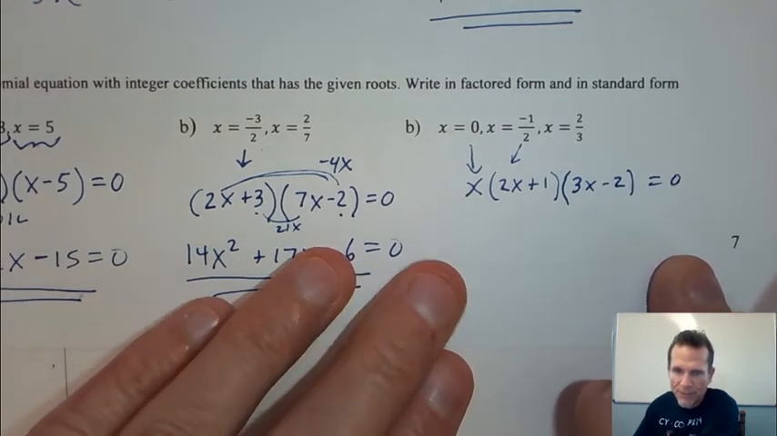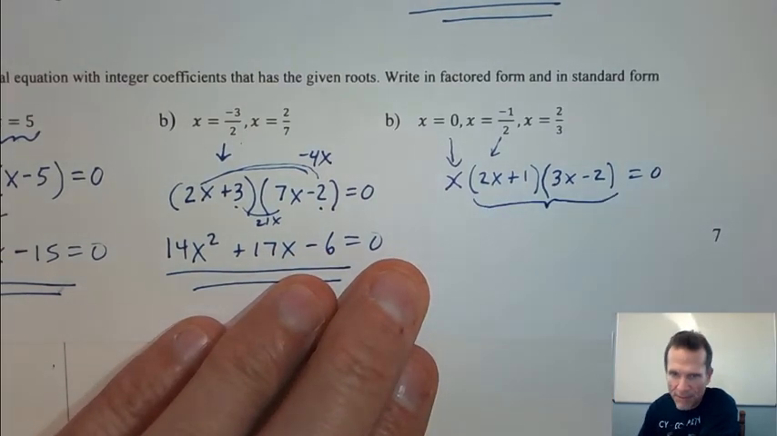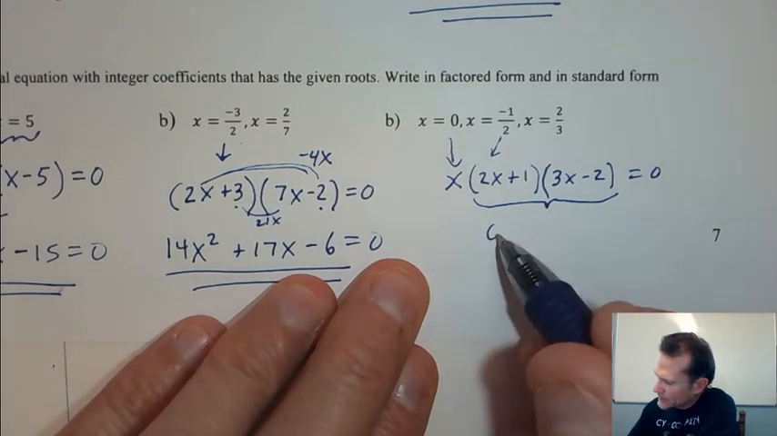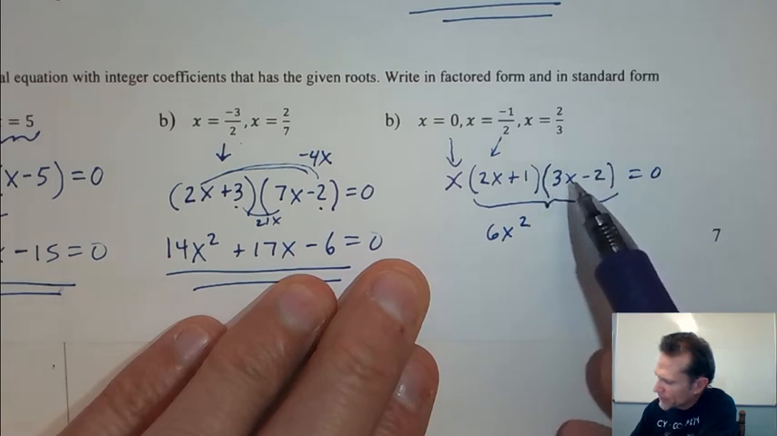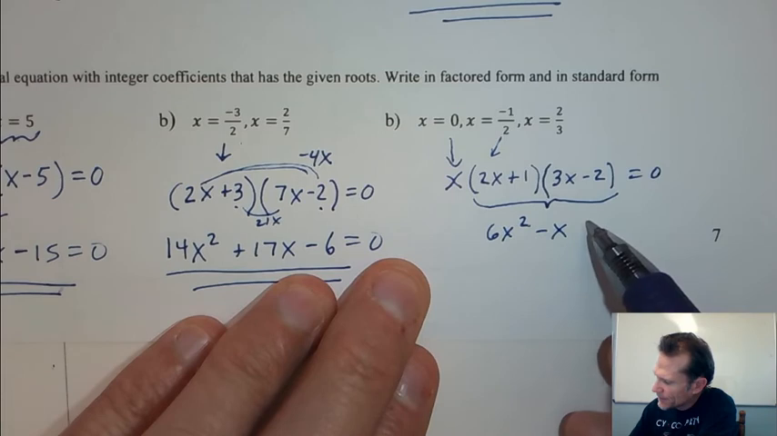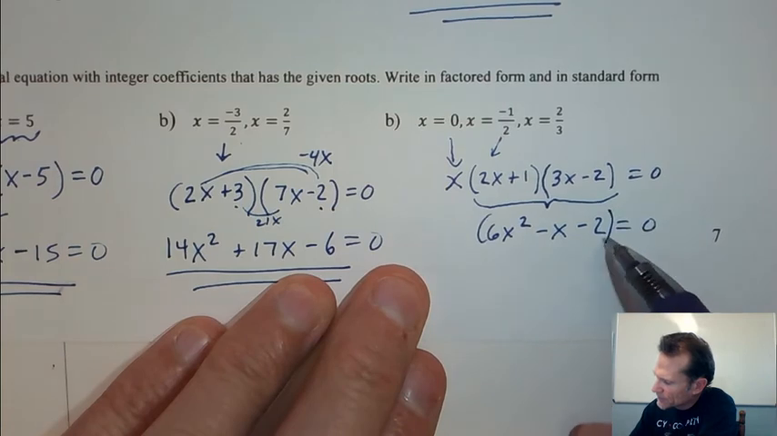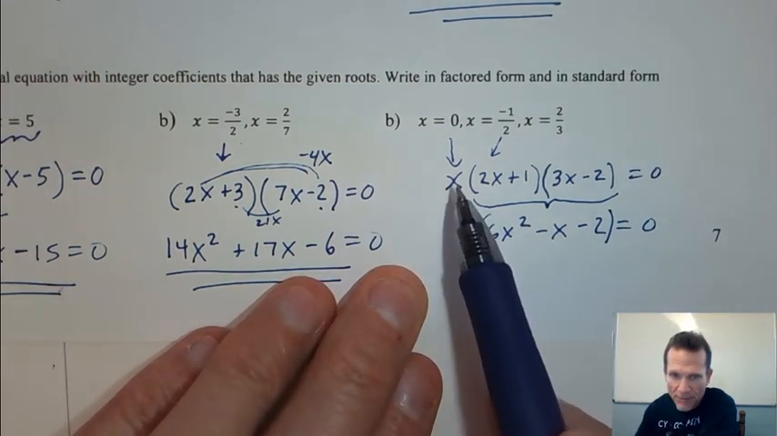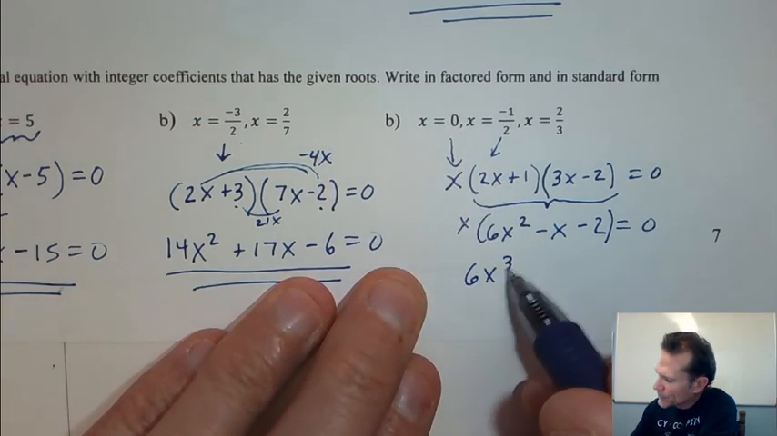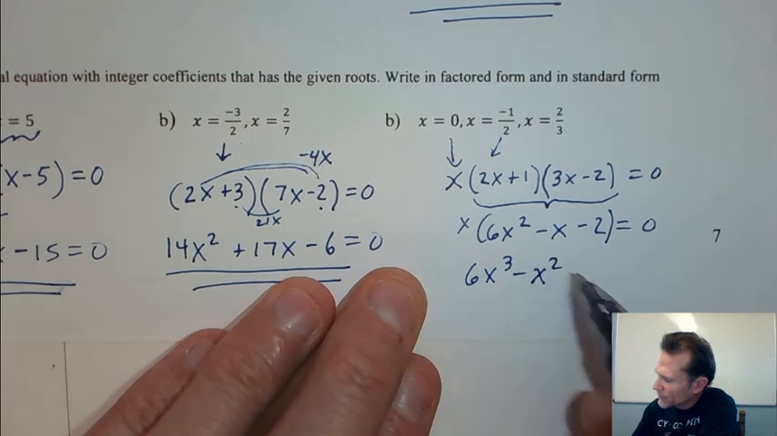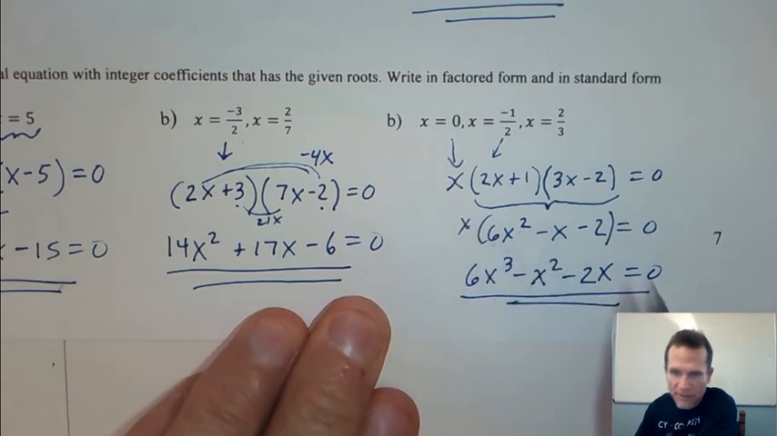Okay? And so if we need to write this in standard form, remember the FOIL part is probably the best to do first here. So I get 6x squared minus 4x plus 3x is minus x, and then minus 2. So be careful with your FOIL. That still needs to be taken times x, okay? That was my front one here, remember, from that x equals 0. So I have 6x to the third minus x squared minus 2x equals 0. So I distribute that x to everything.